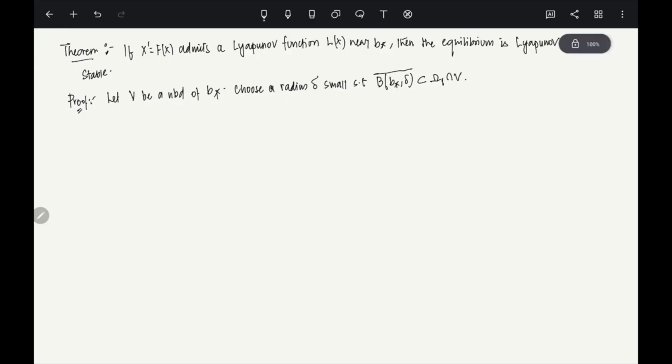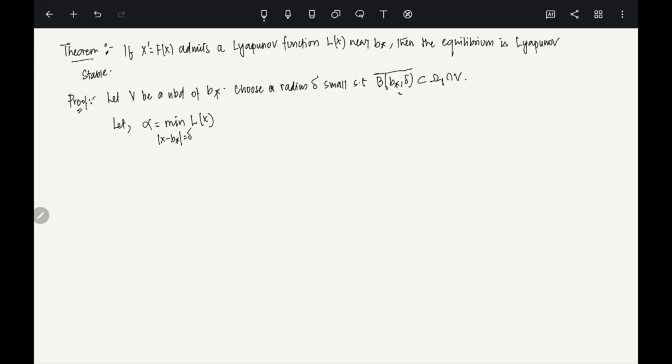It's very easy. Now, why am I interested in this ball? Since it is compact, I can talk about the minimum of L of x over the boundary, where the norm of x minus B star equals delta. The ball has an interior and a boundary, and the boundary is also a compact set. So we take the minimum of L over the boundary and call it alpha. It exists because L is assumed to be continuous, and a continuous function on a compact set assumes a minimum. So that's your alpha.